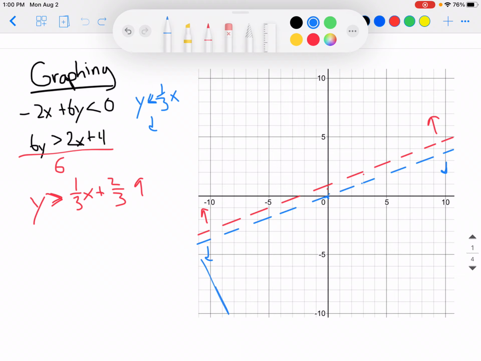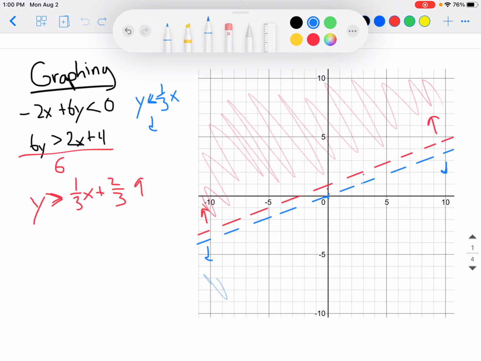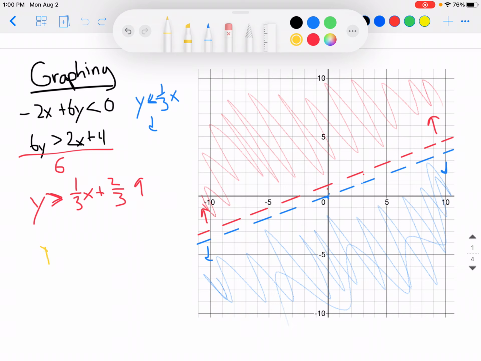So let's just actually shade it out. Oops, I wanted to go to the pencil. Shade here. And then shade there. There's no overlap. And since there's no overlap, what we say is there's no solution. So we cannot find an x and a y that will work for both inequalities. That's what it means when we say no solution.